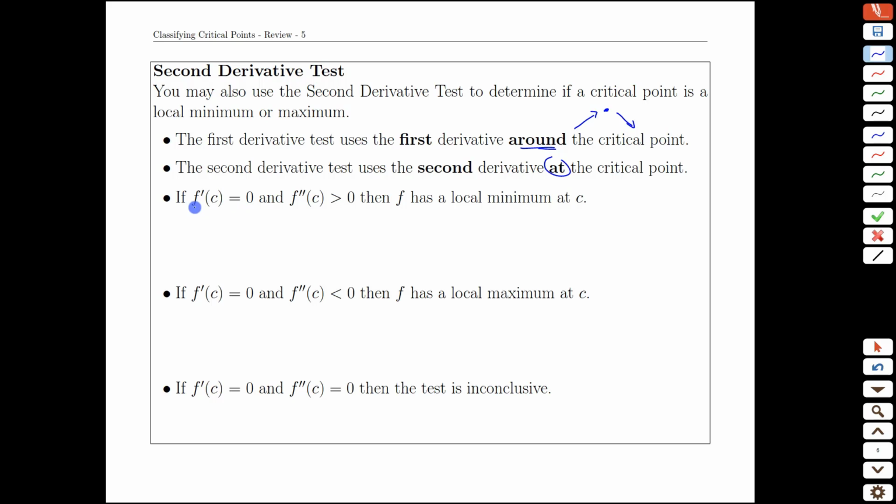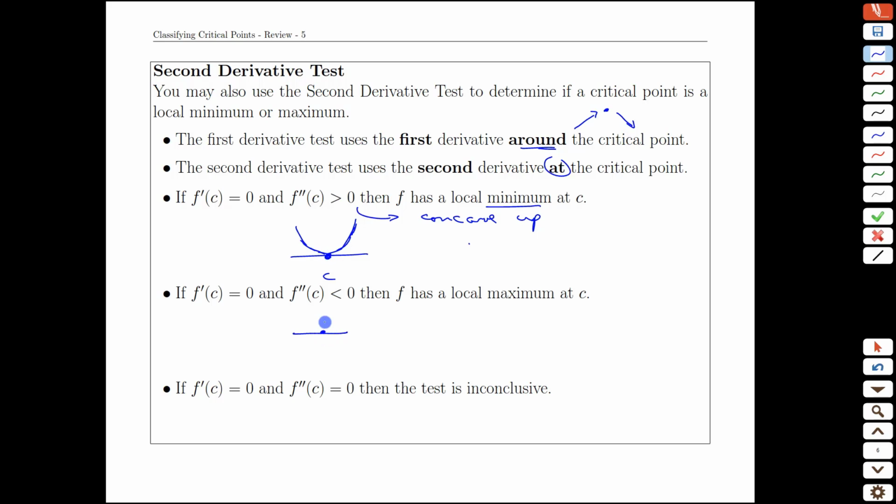Imagine we have that kind of information, that we have a critical point at some point C, so the slope is zero, and we're told that at that same point, the second derivative is larger than zero. Well, if you remember what that means, concave up. And so the graph would be shaped like this, and that would tell us that we have a local minimum at that point. I don't actually remember these rules. I just do a quick sketch.